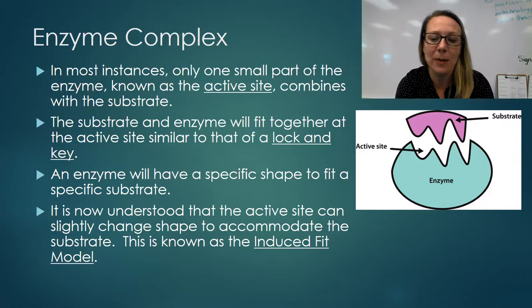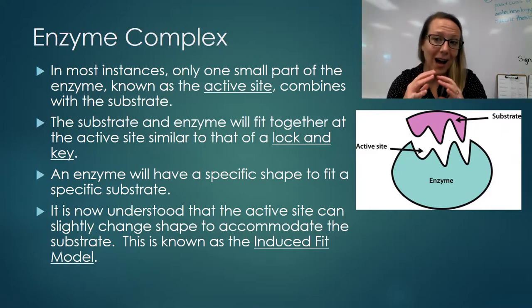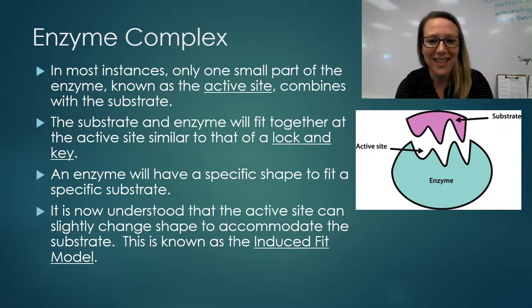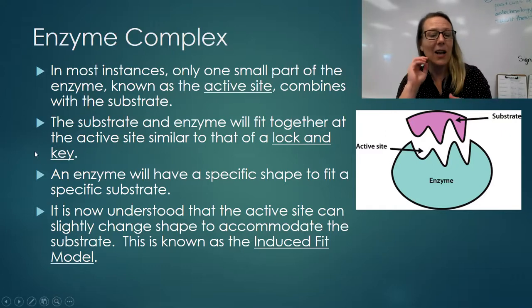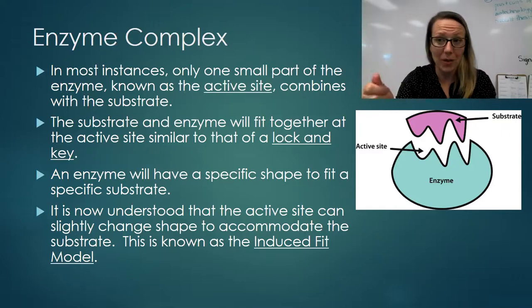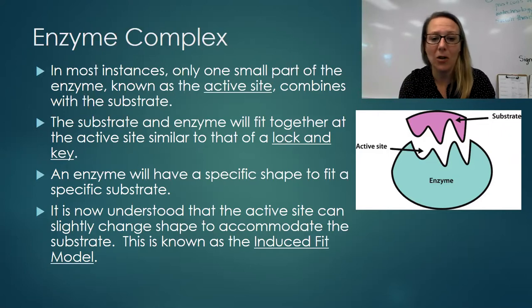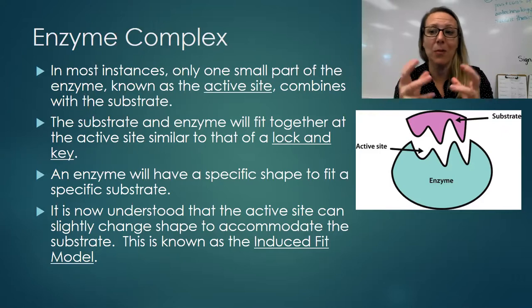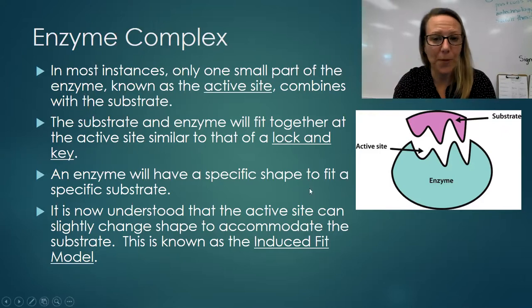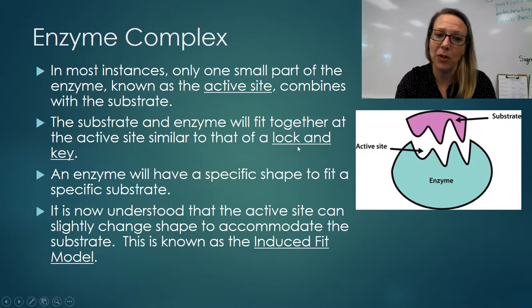The enzyme will have a specific shape to fit a specific substrate. It is now understood that the active site can sort of hug the substrate to fit better, and this is called the induced fit model. So the two models are lock and key, that it's set and only one key can open the door, or there's also the model called induced fit, where the active site is known to be a little flexible to kind of embrace the substrate a little. So it's more now an induced fit model, but many people know it as a lock and key.